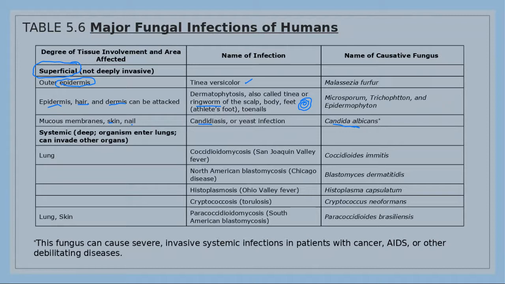And then the second type of infection is called systemic or deep. Systemic infection is usually carried by blood and then goes to organs inside our body, for example the lungs. Lung infection, there are several types of lung infection. Again, we will learn this in chapter 22 later. We are going to learn more about this type of fungal infection or mycosis that enters the lung and skin. So this fungi, for example, if it's in the skin, can cause skin infection, but if it enters the lung, it can cause lung infection.